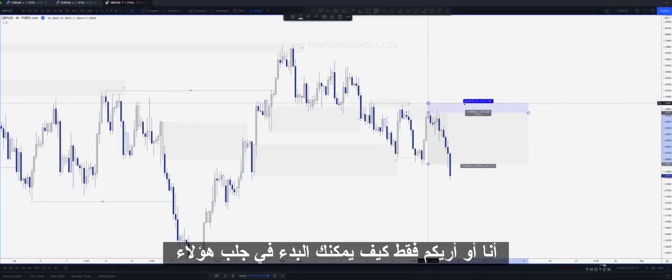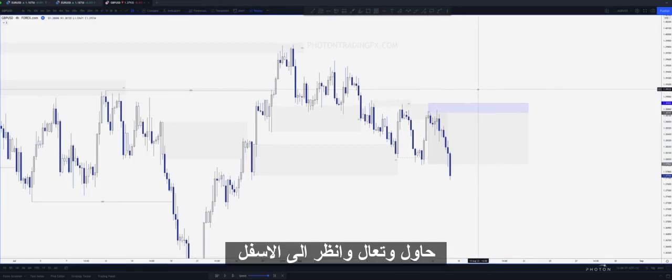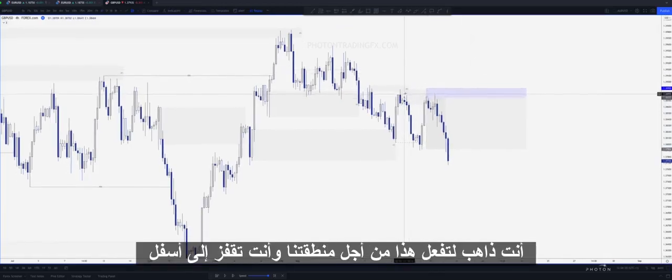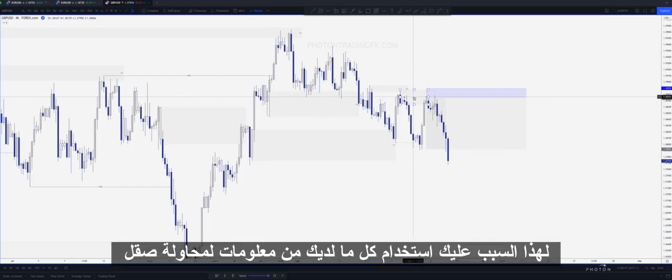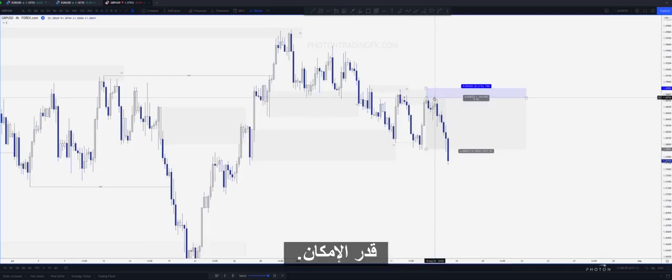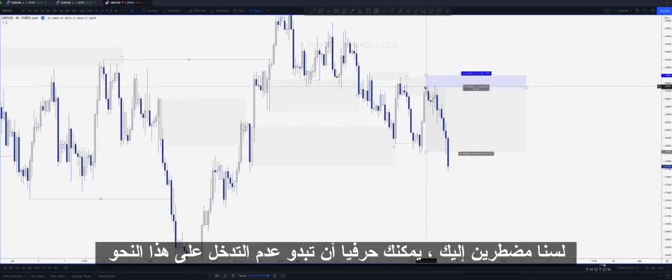I'm more just showing you how you can start to bring in those refinements, get more and more refined, go lower and lower time frames. Because obviously the lower you go, if you take this 4 hour zone and you jump down to the M1, there's going to be tons and tons of potential valid zones. So that's why you have to use all of your knowledge to refine it as much as possible if you're going to try and take a 2 pip stop. But you don't have to. You can literally be this hands off.